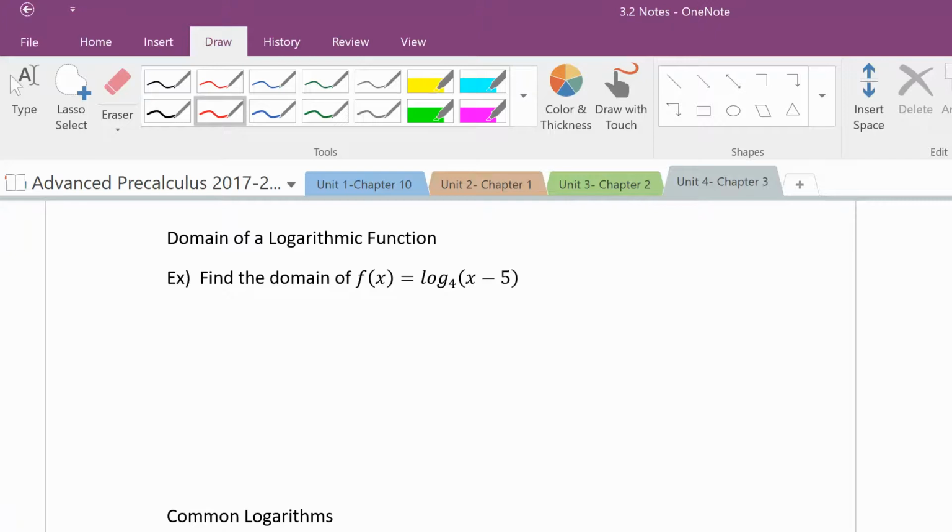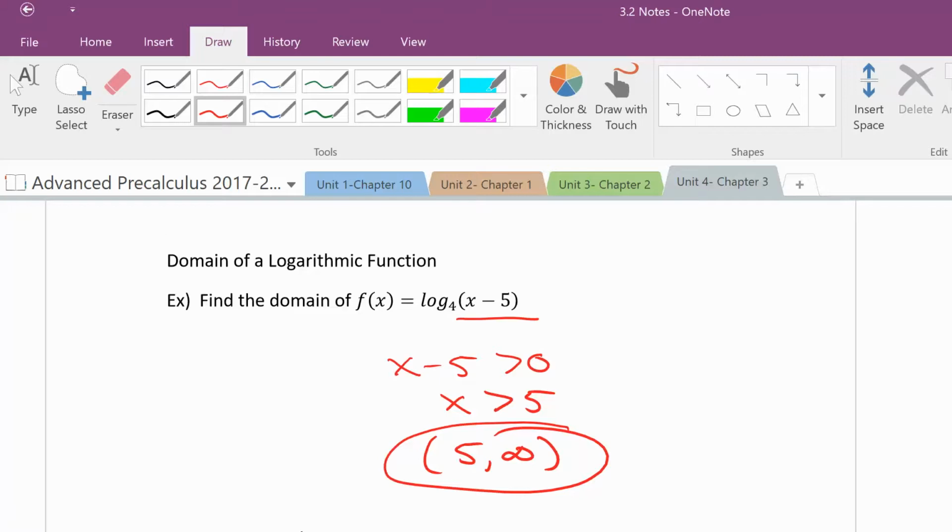All right, so if you weren't given a graph, but you wanted to find the domain of a logarithmic function, you just set the argument greater than 0. So x minus 5 would have to be greater than 0. So x is greater than 5. So your domain here would be from 5 to infinity. That's if you weren't given the graph, how you would find the domain.